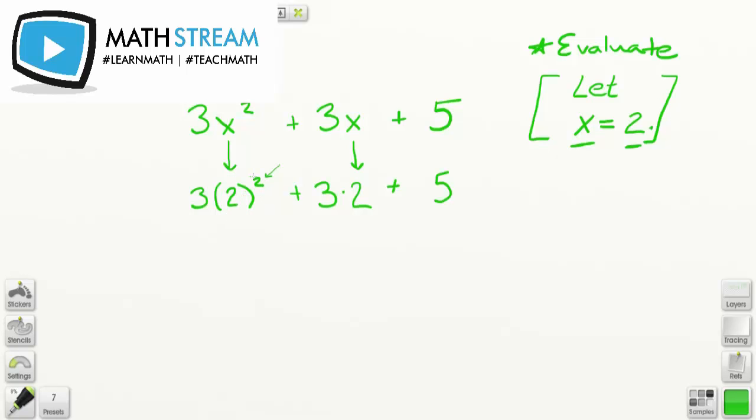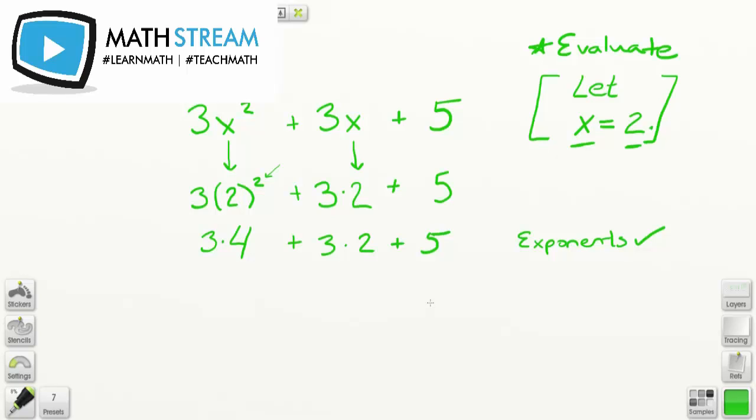Remember that a square only affects the number right next to it. It does not affect the 3. The 3 is out here on its own. It's like the taser example. If we're going to zap the 2, it's only going to affect the 2, not the 3. So 2 squared. What is 2 squared? 2 times 2 is 4. So this becomes 3 times 4. I'm going to bring everything else down so we have all of our numbers here. So we have simplified our exponents. Let's say check, we did that.